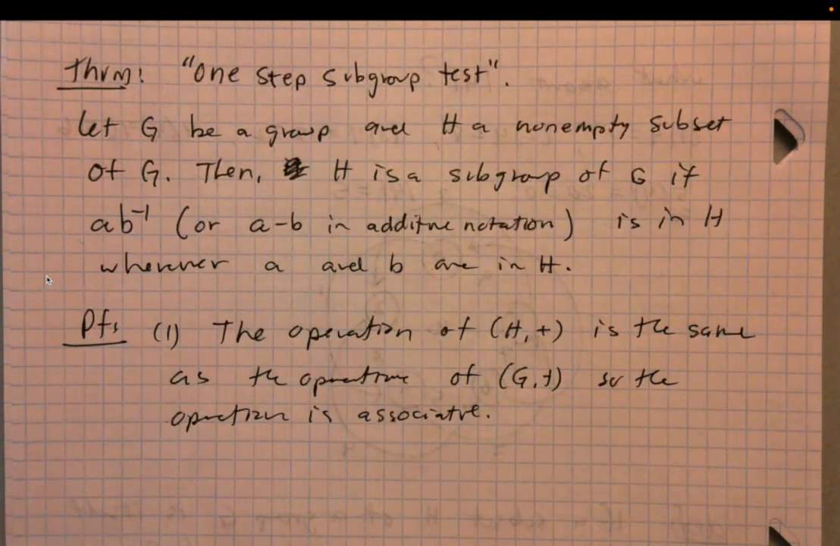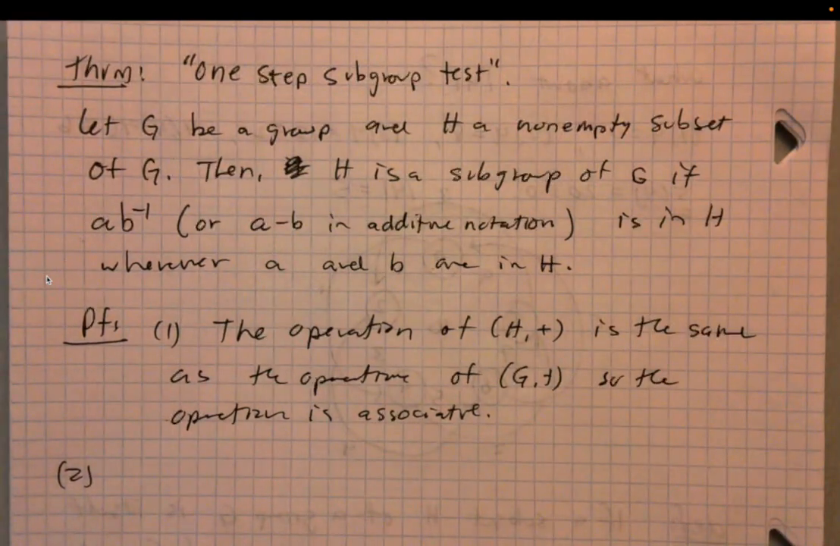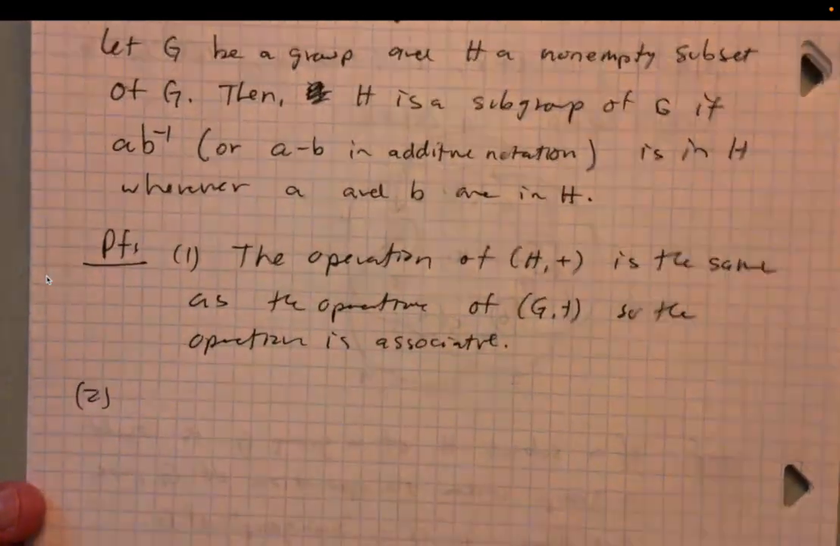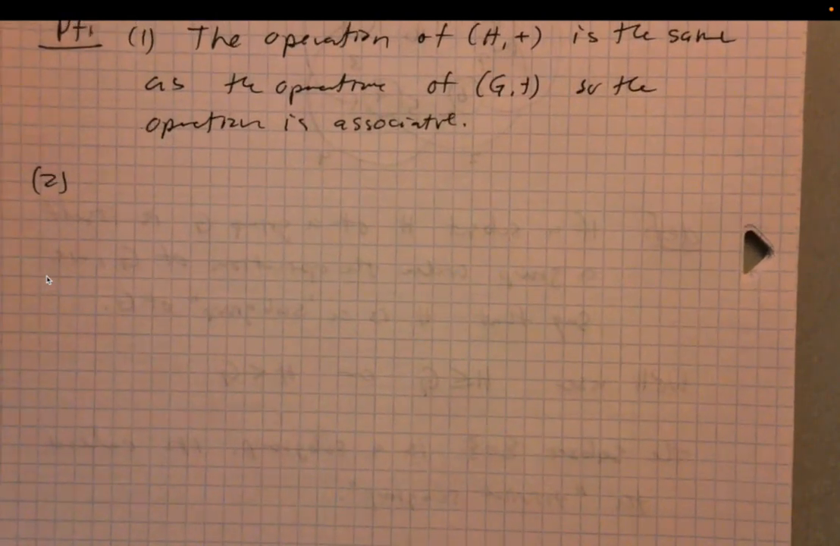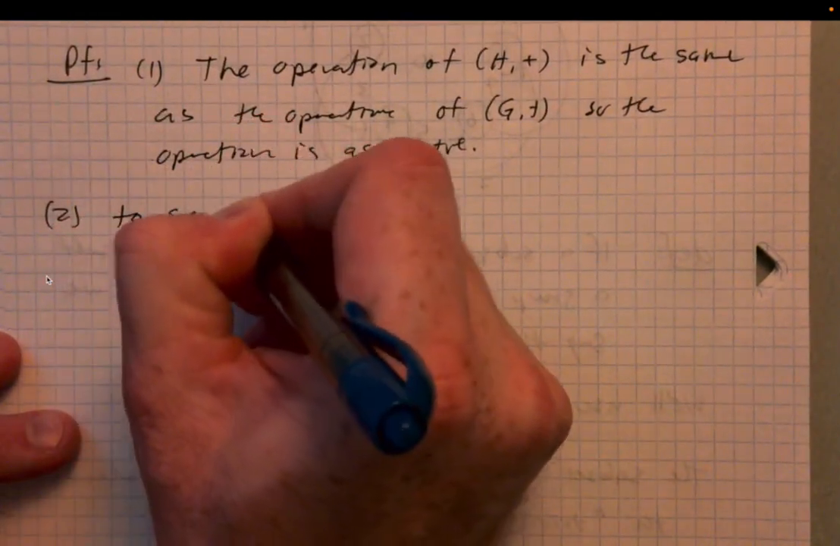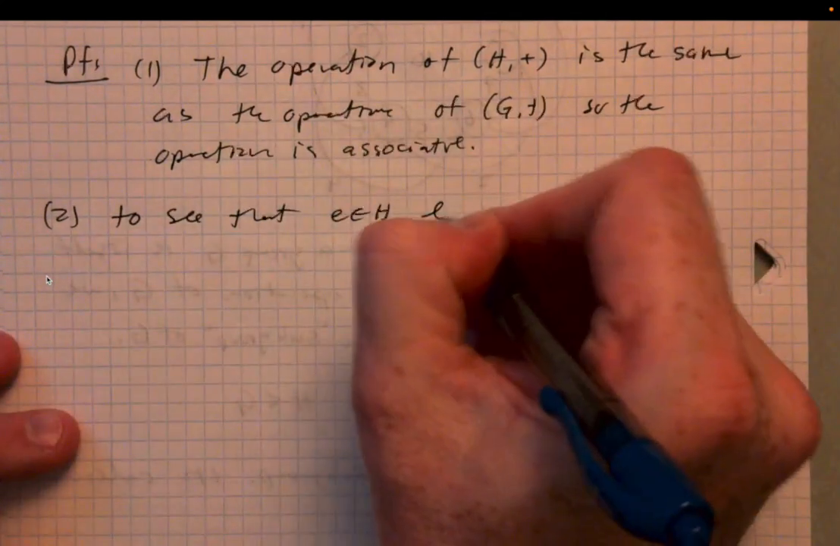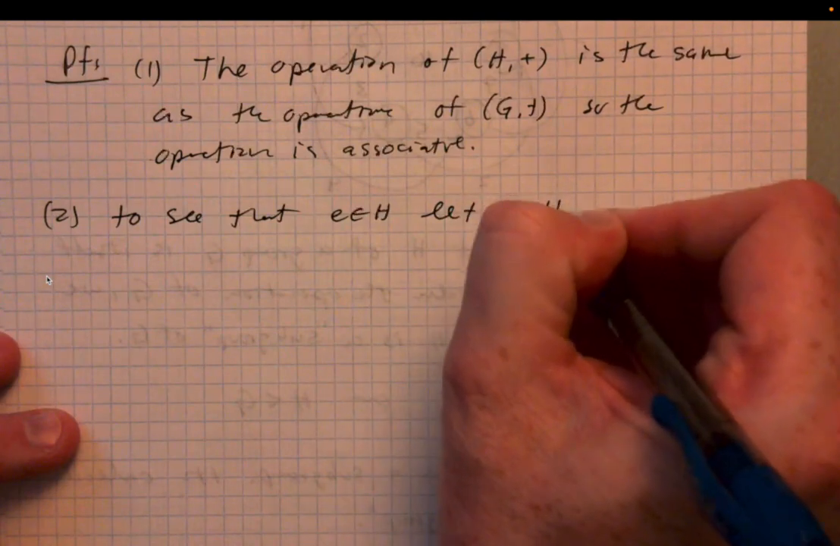Then the second thing we've got to look at is the question of the group status beyond that. We'll start by showing that the identity must be in H. Got to prove the rest of the group properties. So to see that E is in H, let X be an element of H.